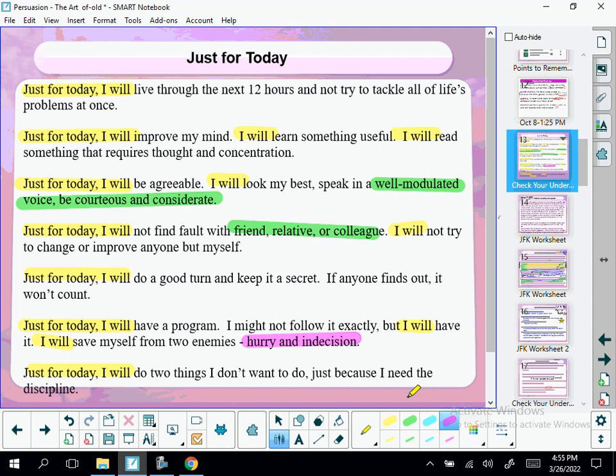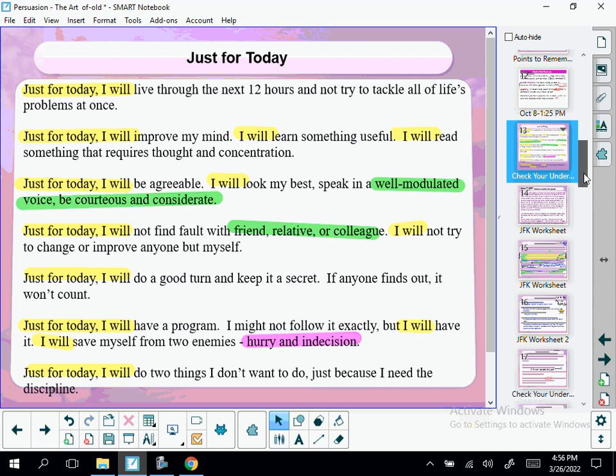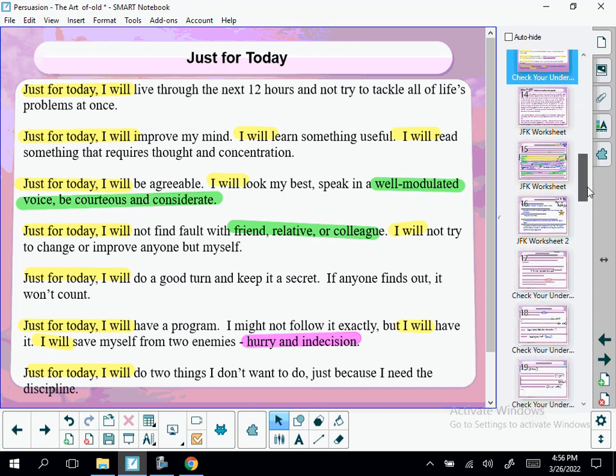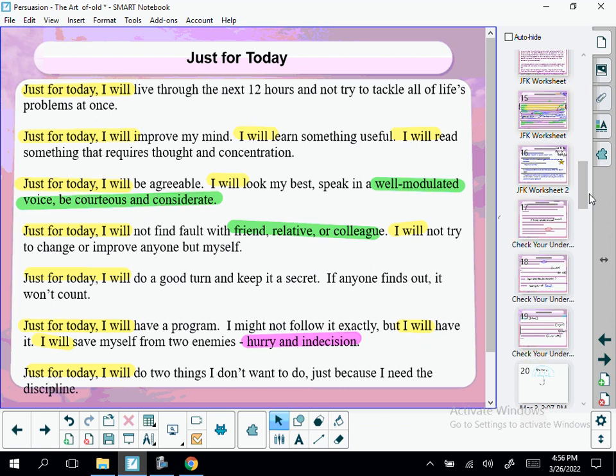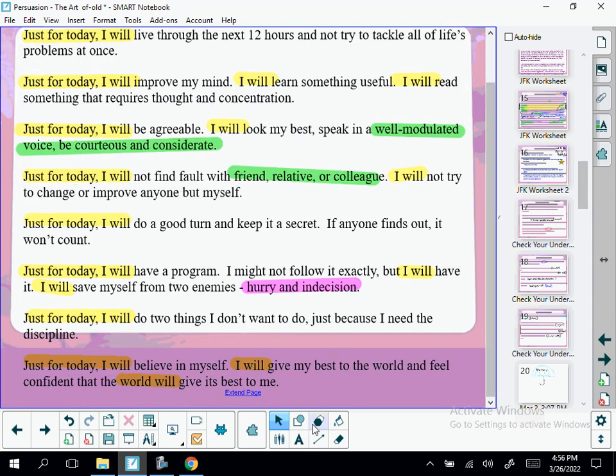And then the idea of two enemies that I want to hurry in a decision, as far as I know, those aren't human, okay? And then, just for today, I will believe in myself and the world. That's where I need to use a little bit more purple, because the world would be giving human qualities to things that are not human.